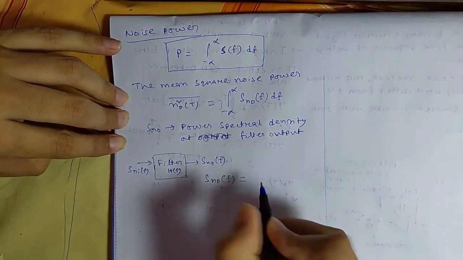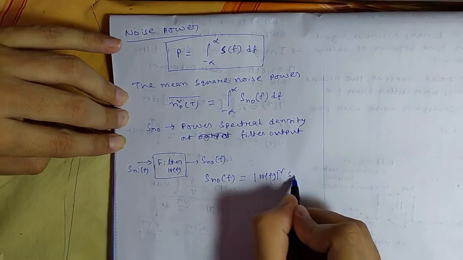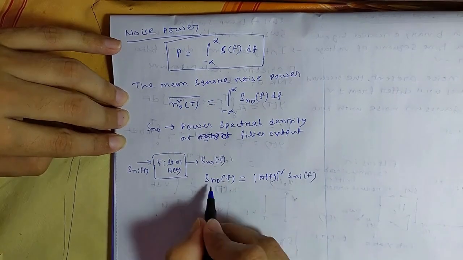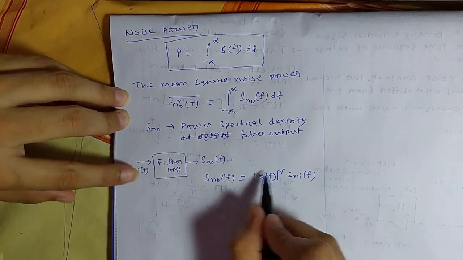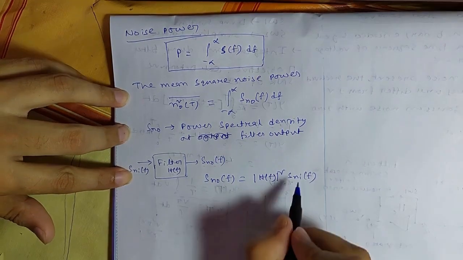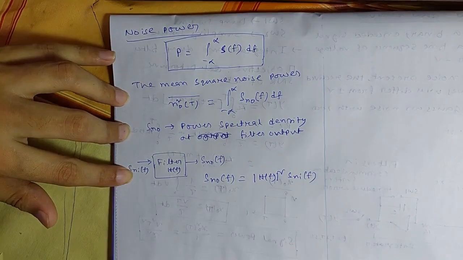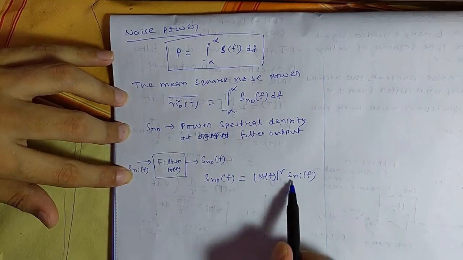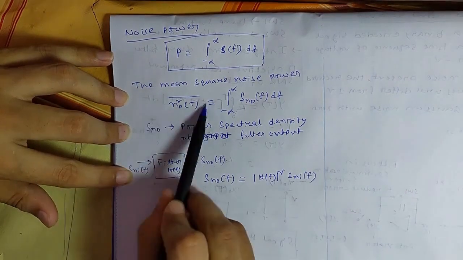S_N0(f) equals the absolute square of the filter transfer function times S_Ni(f). So you can see we need to determine these two expressions before determining the noise power.